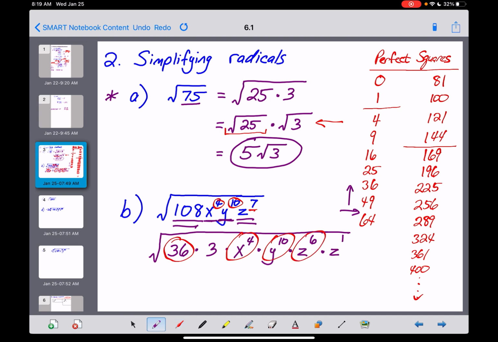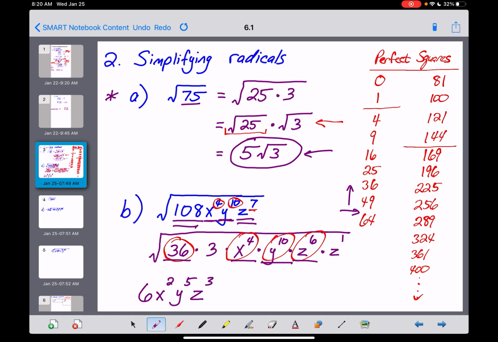And what we're going to do now, guys, I'm kind of combining two steps from up here above. We're going to take the square roots of all of those perfect squares and bring them out in front of the radical. So here we go. What's the square root of 36? We'll start with a 6. The square root of x to the 4th is x squared. The square root of y to the 10th, you just cut that even exponent in half and we get y to the 5th. And the square root of z to the 6th, again, you take half of that exponent and get z cubed.